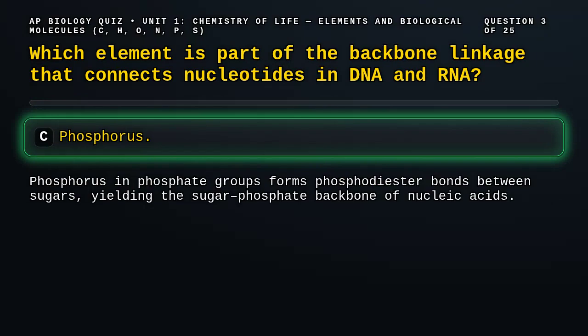Correct answer, C. Phosphorus is in the phosphate group that forms phosphodiester bonds between the 3' hydroxyl of one sugar and the 5' phosphate of the next, creating the sugar-phosphate backbone of nucleic acids.